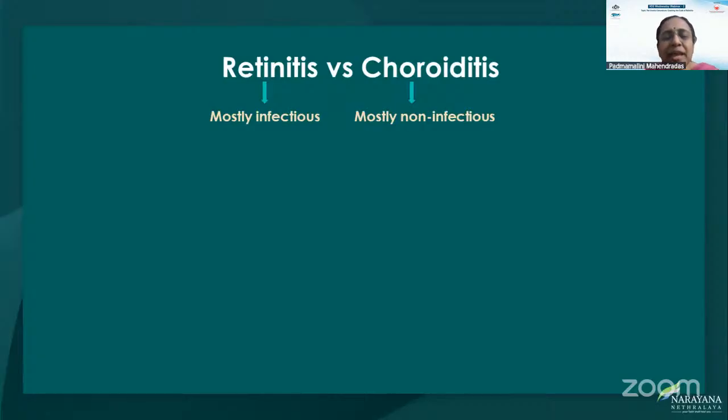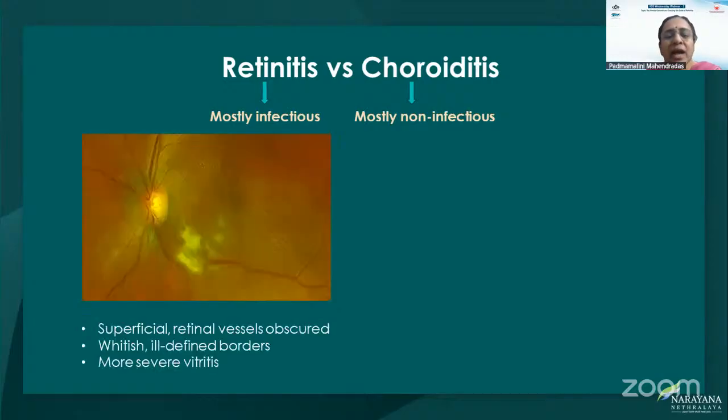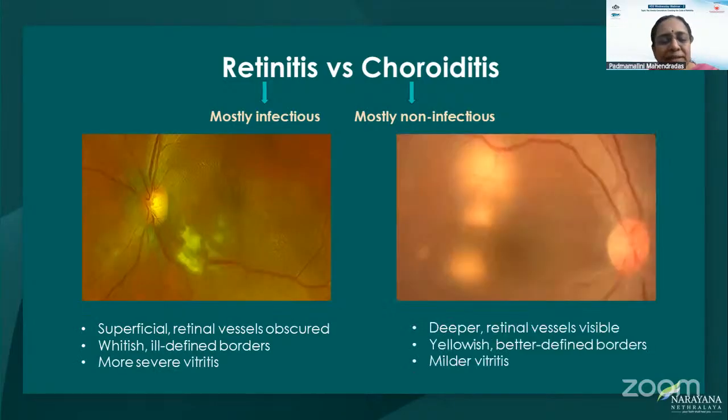Depending upon that, we draw a differential diagnosis, order relevant investigations and imaging modalities, then start the patient on treatment. Most of the time, we see yellowish lesions in the fundus. There is a diagnostic dilemma whether it is retinitis, choroiditis, retinochoroiditis or chorioretinitis. How can we differentiate retinitis from choroiditis? Retinitis is usually associated with vitritis; the lesions are whitish with ill-defined borders and lie superficial to the retinal vessels. Whereas choroiditis has milder vitritis; the lesions are yellowish with better defined borders and lie deeper to the retinal vessels. Based on this, we can differentiate whether the lesion is retinitis or choroiditis.